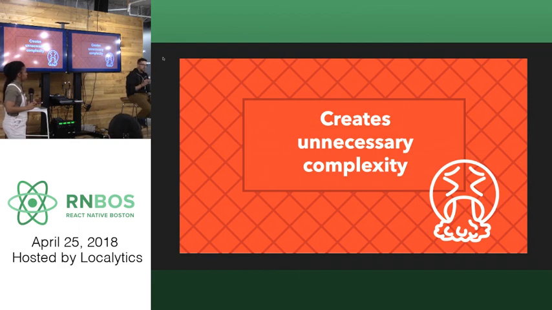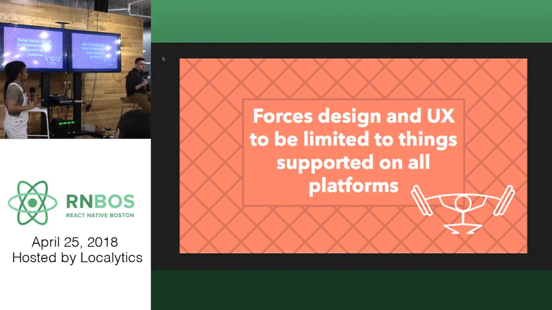If a component is not truly universal, if it's not actually being used in 2 apps, but I'm trying to spend all this time deciding how it's going to behave on each platform, thinking about the APIs and how they'll be used by other people, I'm investing a lot of time and creating a lot of unnecessary complexity. I could have built this component probably in a couple minutes, sitting right next to where it's actually being used. And it forces design and UX to essentially be limited to what is available on all platforms.